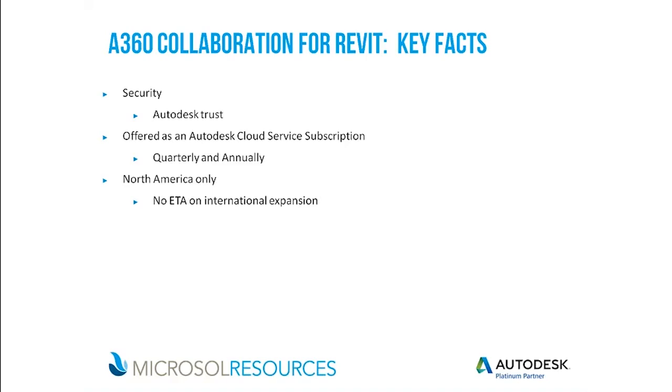This is only available for North America at this time. We do not currently have an ETA for international. One reason for this, by the way, is that A360 Collaboration for Revit, and I believe the other A360 data services, are all operating using Amazon S3's servers, which are located in Virginia. So there may be some security issues, there may be some issues about American ownership of the data. You should keep in mind, for those who are concerned about that type of security, that it is living on servers in the United States.